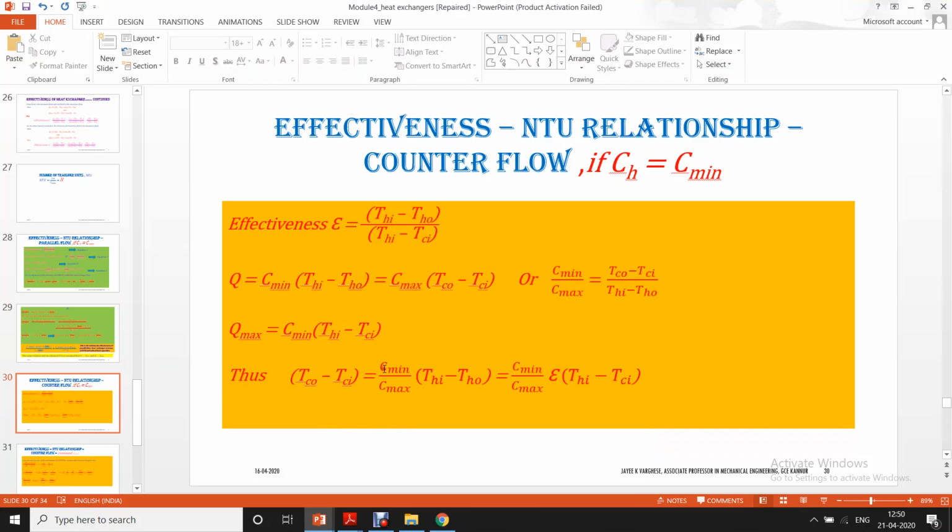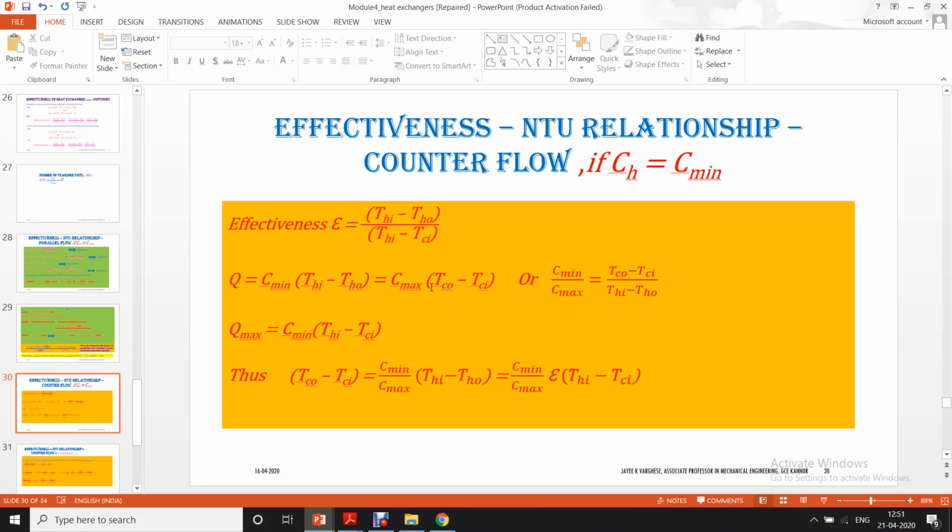Now we will derive the relationship for effectiveness NTU for a counterflow heat exchanger also. Before going to the derivation, let's first see these relations. We have heat transfer equal to C min into THI minus THO, which is also equal to C max into TCO minus TCI. Why? Because here we assume that hot fluid is a minimum fluid. So C min stands for C hot, C max stands for C cold. So heat transfer can be expressed by either of these relationships.